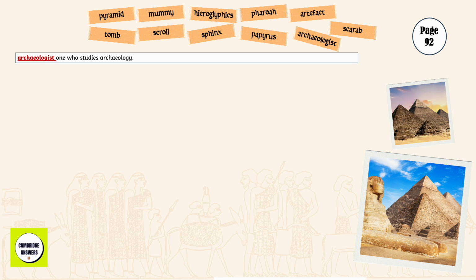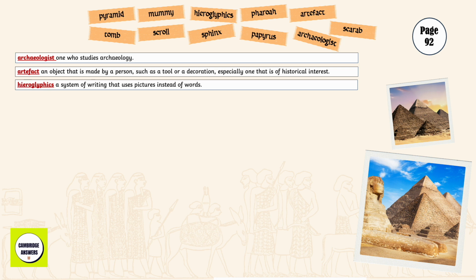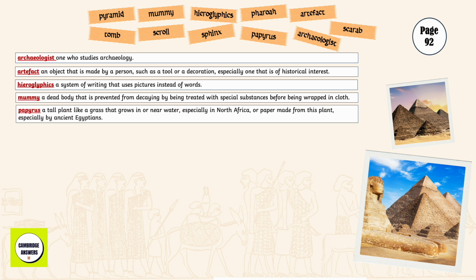Archaeologist, one who studies archaeology. Artifact, an object that is made by a person, such as a tool or a decoration, especially one that is of historical interest. Hieroglyphics, a system of writing that uses pictures instead of words. Mummy, a dead body that is prevented from decaying by being treated with special substances before being wrapped in cloth. Papyrus, a tall plant like grass that grows in or near water, especially in North Africa, or paper made from this plant, especially by ancient Egyptians.